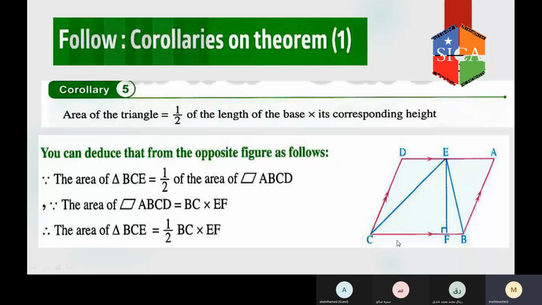Its area equals half the area of the parallelogram, according to corollary number 4. The area of the parallelogram equals BC times EF, which is the height of the parallelogram, equal to BC times the height. But the area of the triangle equals half the area of the parallelogram, so it equals half times BC, which is its base, times the height. Half base times height.